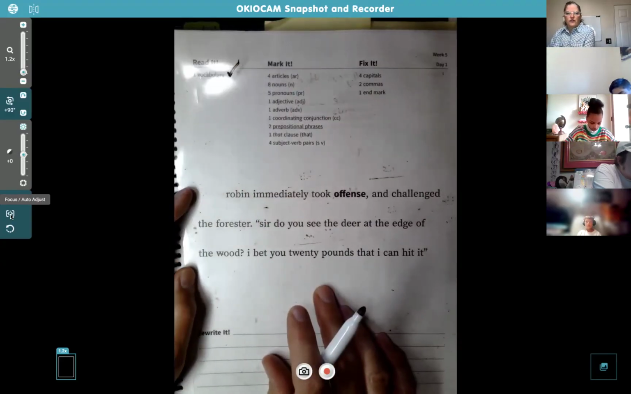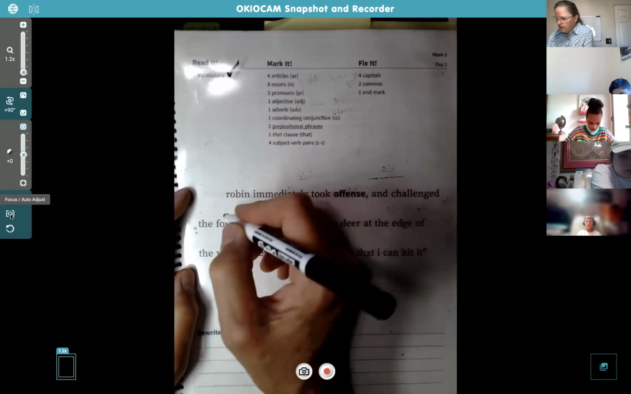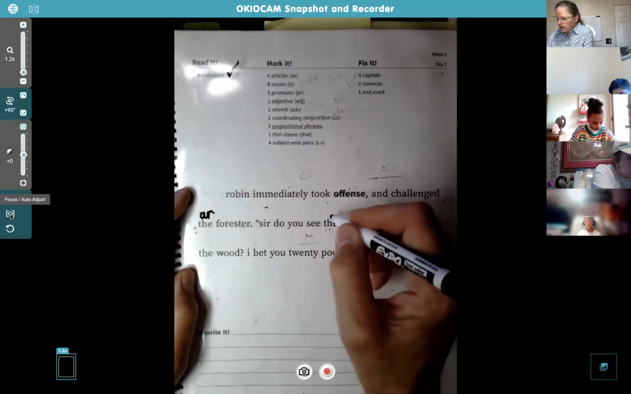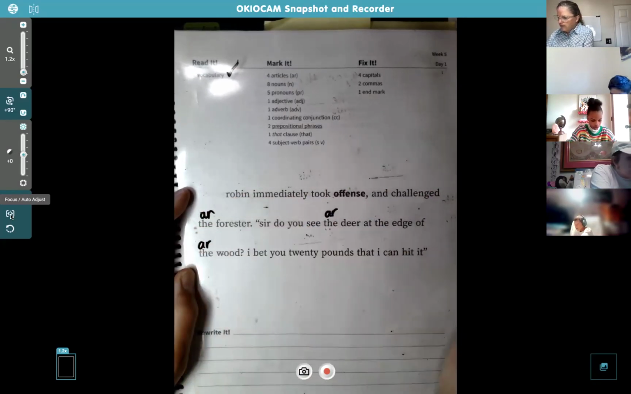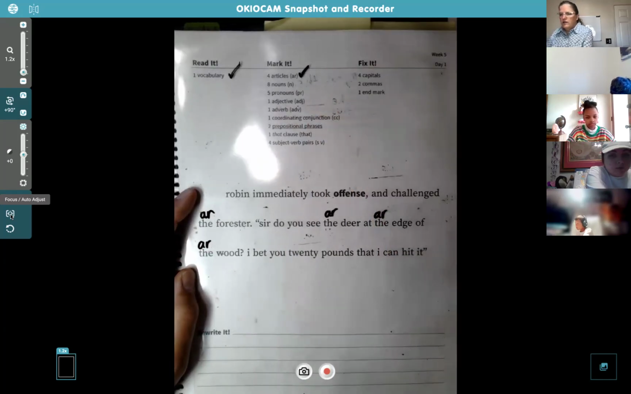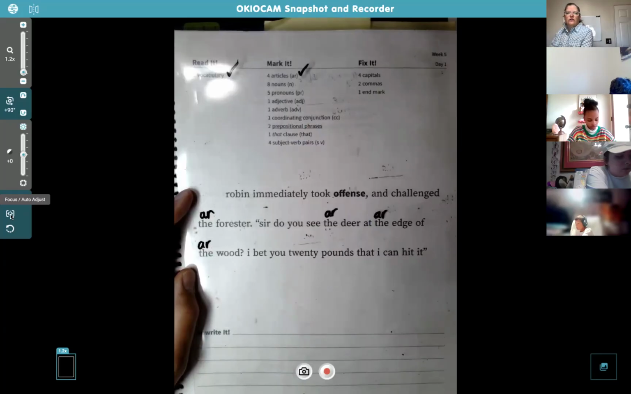Four articles. Go ahead and find those by yourself. They are all those today. And then how about Kaden? Those 8 nouns. There's 8 today.